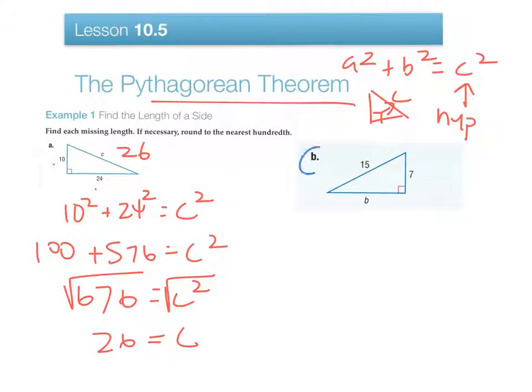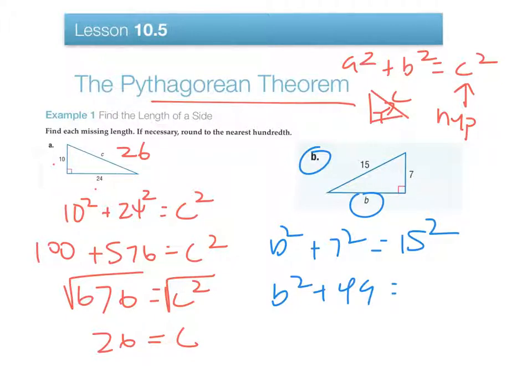So we're going to find letter b, in this case right here, b. And so I'm going to have b squared plus 7 squared equals 15 squared. And when I do the math of that, it's going to be b squared plus 49 equals 15 squared, which is 225. If I subtract 49, I get 176. So b squared equals 176.